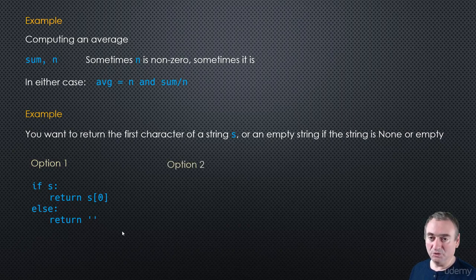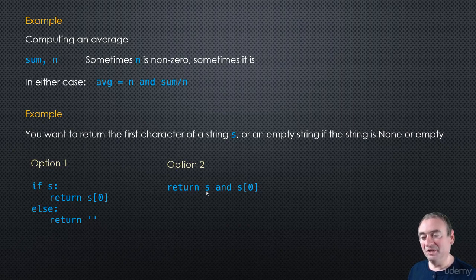Option number 2, which works equally well, we can say return s and s[0]. Now, that's kind of okay, right? Because if s is none, or the empty string, then it's going to return s, because it's going to be falsy. Otherwise, it will return the first character. So this will not create an error. We won't have an exception. This will work just fine in all the cases where s is none, s is an empty string, or s is a string with characters.